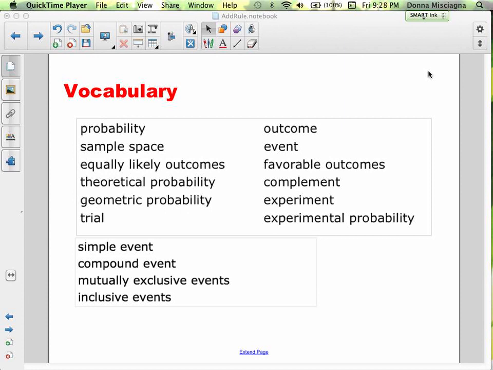Probability, sample space, equally likely outcomes, theoretical probability, geometric probability, trial, simple event, compound event, mutually exclusive events, inclusive events, outcomes, events, favorable outcomes, complement, experiment, experimental probability, and one they don't have listed up here, Venn diagram. We'll be using Venn diagram with probability.